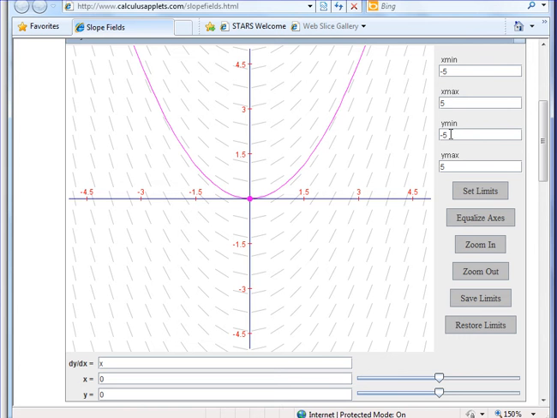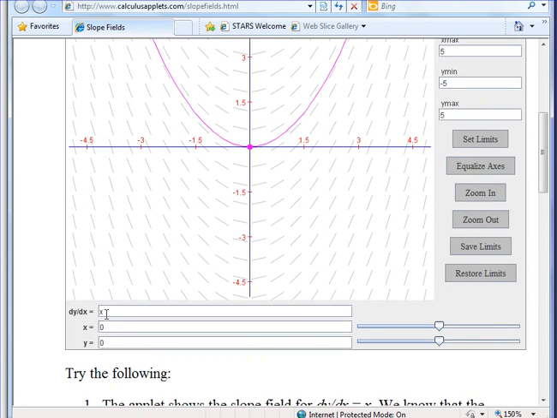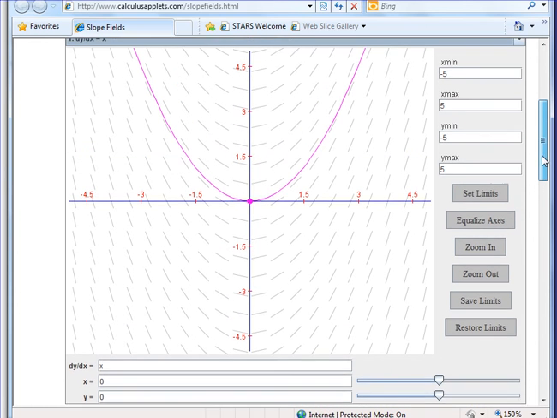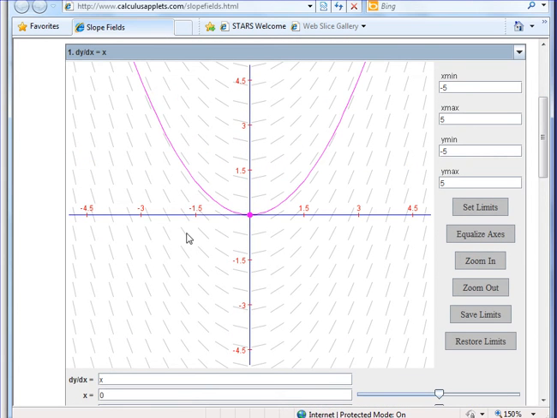That's your x's, and your y's, -5 to 5. But then you can plug in all different types of differential equations. Here is x. Now we've had enough experience with differential equations to know that if I were to solve this differential equation, we would get x squared over 2. And look at this. Doesn't this look like x squared over 2?